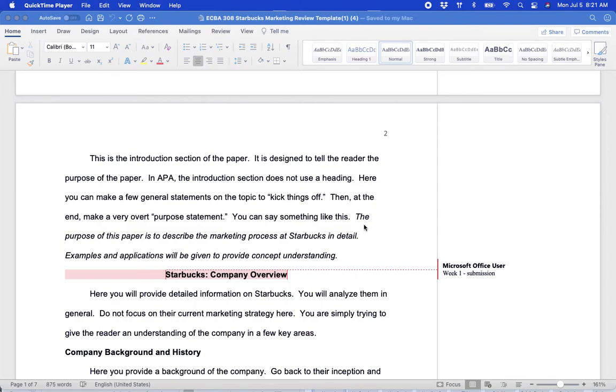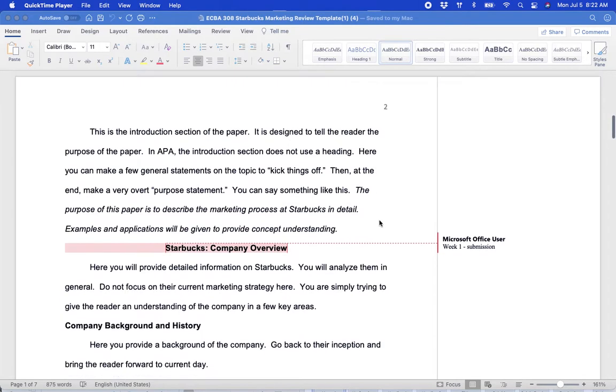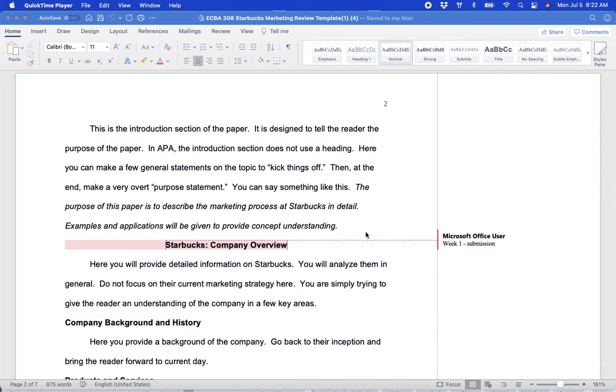And you can be overt here and say something like this example I have here. You don't have to use this, use the one that you create. But the purpose of this paper is to describe the marketing process at Starbucks in detail. Examples and application will be given to provide concept understanding. So if someone is reading this paper from the outside, they know what it's about because you came right out and told them the purpose is to do this, and here's how I'm going to do it, okay? So as you look at my comments this week on your introduction, make sure that you incorporate those types of things going forward.